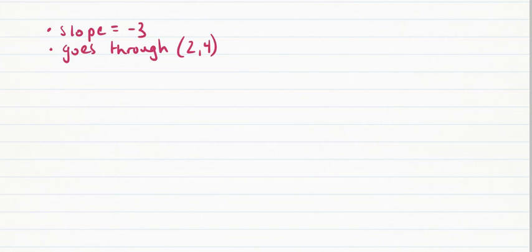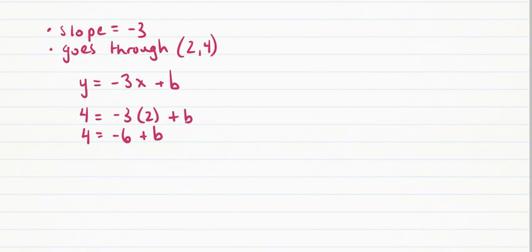So the equation of this altitude is in the form y equals -3x plus b. And we can substitute the point 2, 4 for x and y. So we have 4 is equal to -3 times 2 plus b, which means 4 is equal to -6 plus b. Adding 6 to both sides, we get that b is 10. And so we know that the equation of this altitude is y equals -3x plus 10.